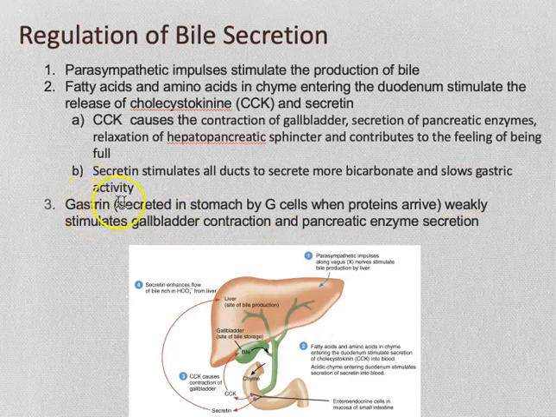That gastrin that we talked about by the G cells in the stomach are going to weakly stimulate gallbladder contractions as well as the pancreatic enzymes. So not quite as effective as these, but it also contributes. Okay, so this is the main way that we regulate how bile is being secreted. It's basically the duodenum sending signals, chyme has entered, okay, get going, start releasing bile.